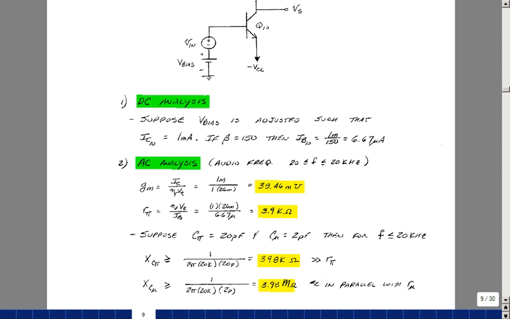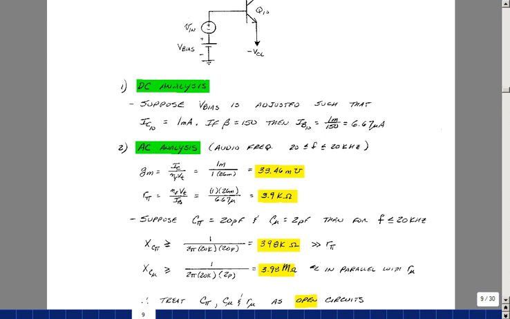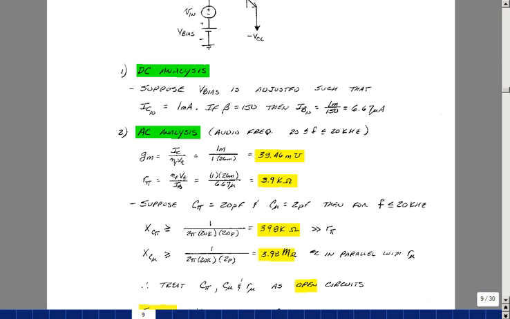The values of Cπ and Cμ are pretty small. Suppose that Cπ is around 20 picofarads and Cμ is around 2 picofarads. Then, if we're looking at frequencies in the audio band from about 20 Hz to 20 kilohertz, the impedance of the capacitor will be decreasing as the frequency goes up. But let's take a look at the highest frequency. That would give us a reactance of the capacitor in magnitude of 1 over 2π times 20K times 20 picofarads, and that would be around 400K.